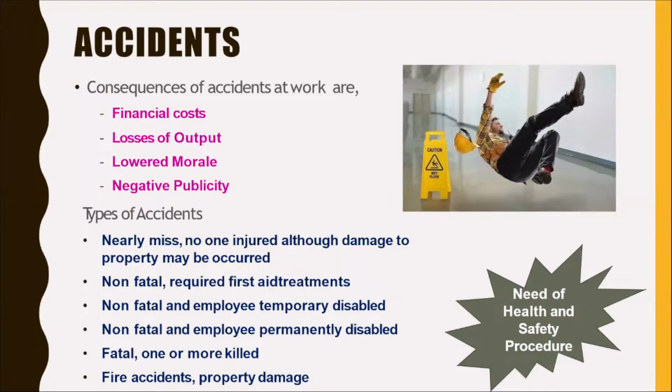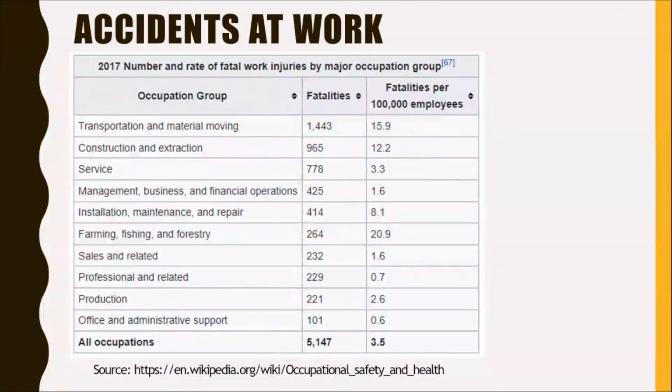Non-fatal and employee permanently disabled. It's not a fatal one, but the person may be permanently disabled. Sometimes he gets a severed finger or a severed hand. Then fatal, where one or more are killed. So sometimes deadly accidents may happen. Then fire accidents and property damage, which is not relevant to people, but to property.